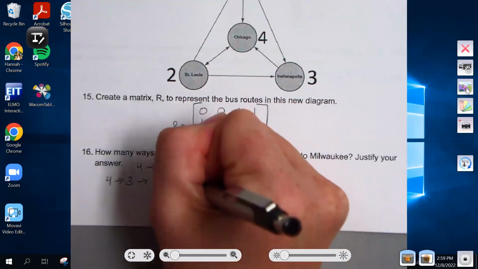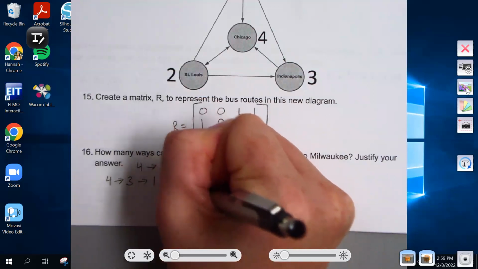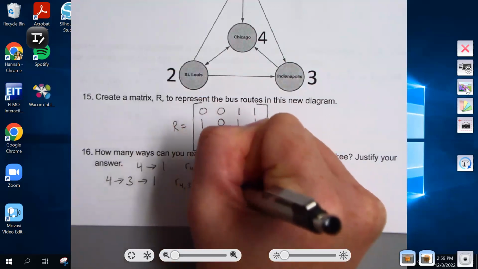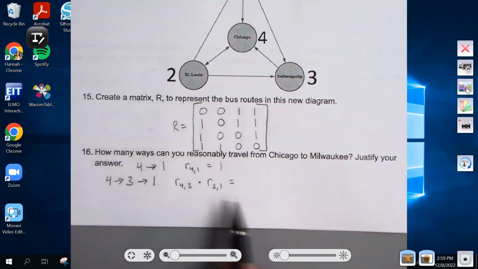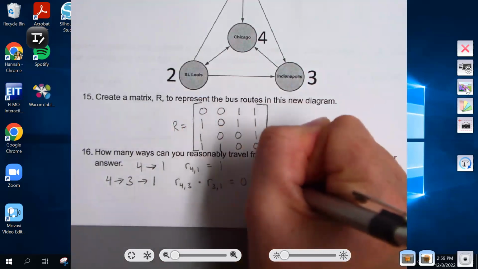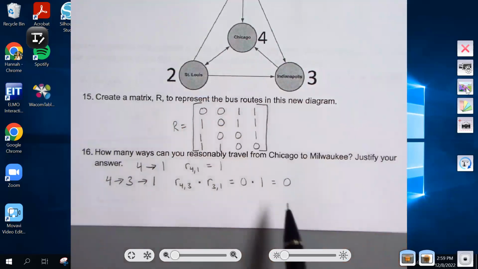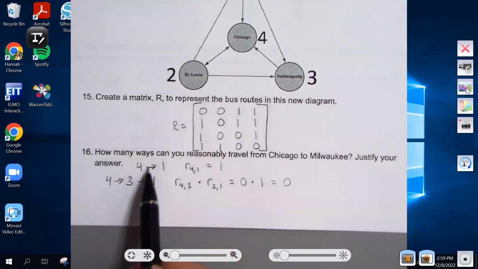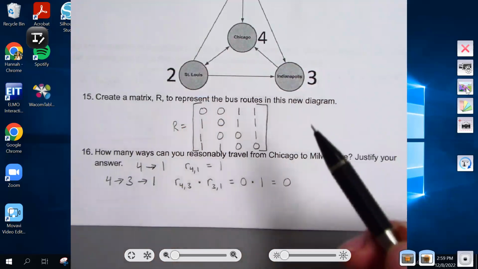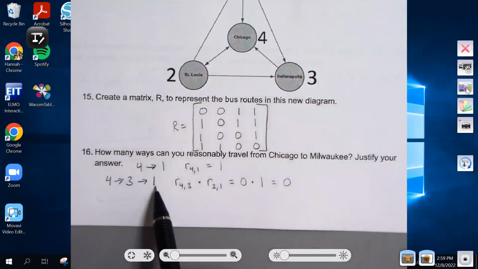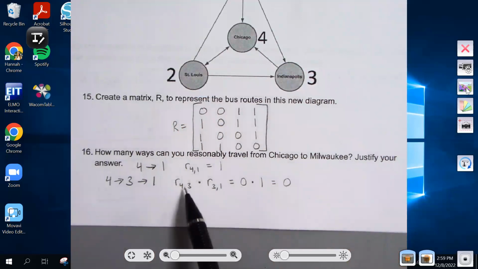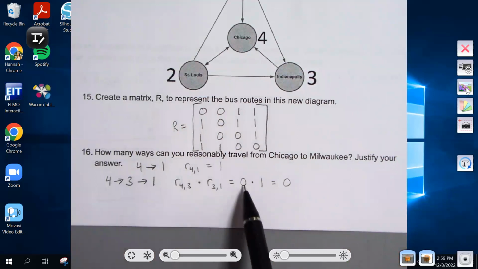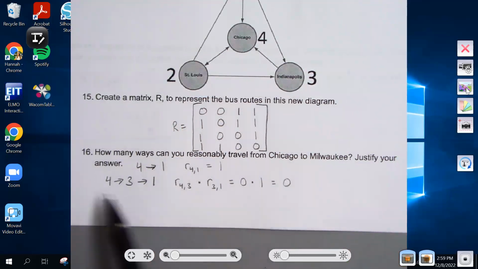Okay, so this will be represented by R43 times R31. So if we use the numbers in the matrix, that would be 0 times 1, which equals 0. So again, if I'm just listing out these routes without looking at the map, this would be one that I would list, but it turns out being 0 because we know that there's not a route from Chicago to Indianapolis. So that number in the matrix is 0. So I understand that that's pointless, but that was part of my thought process. So I wanted to show you.